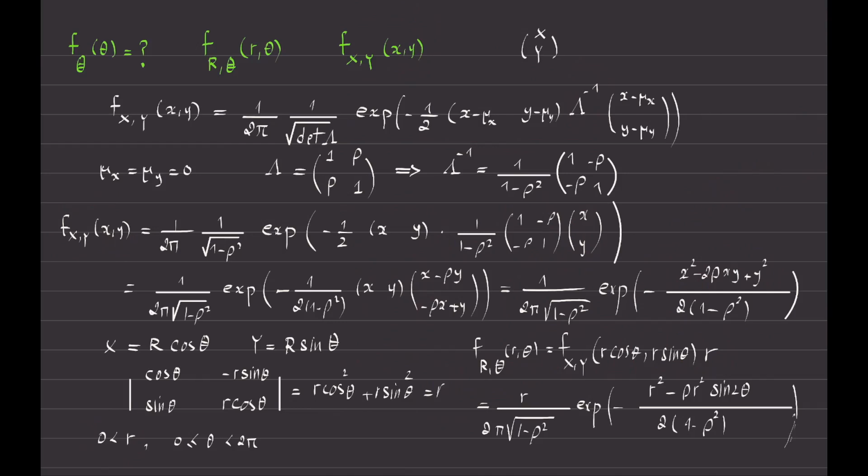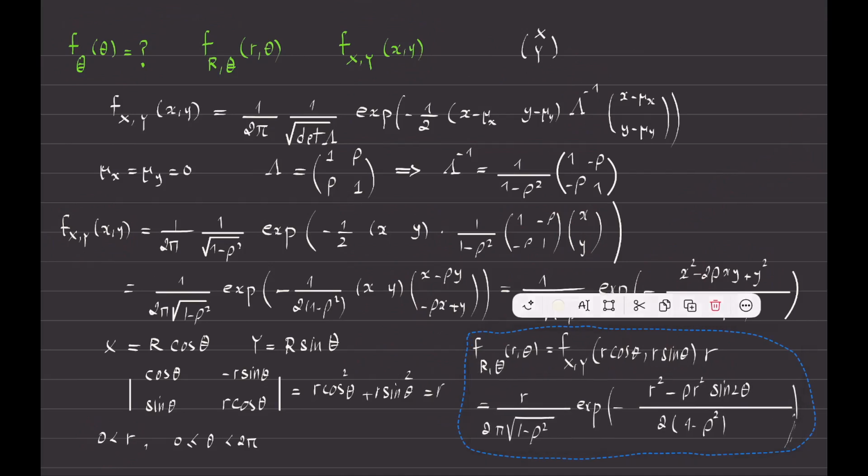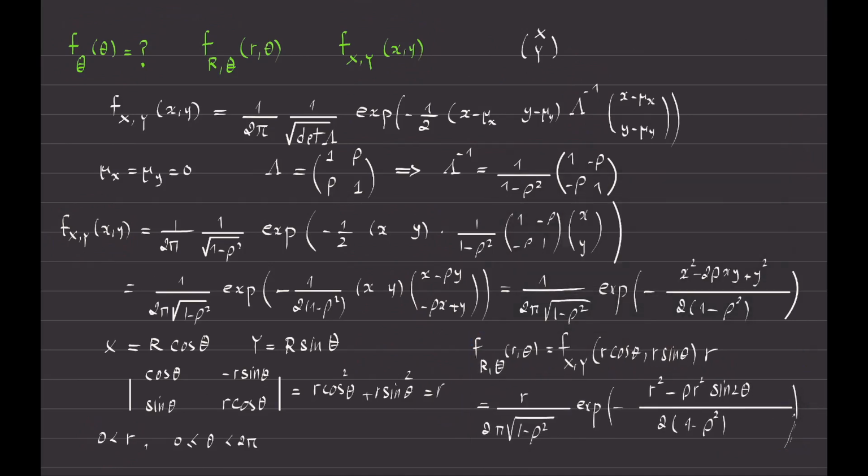So I was able to find this, and what is left for me is just to go one step back and integrate with respect to r to be able to find the probability distribution for theta. Okay, so let me take this with me to the other page and continue there.